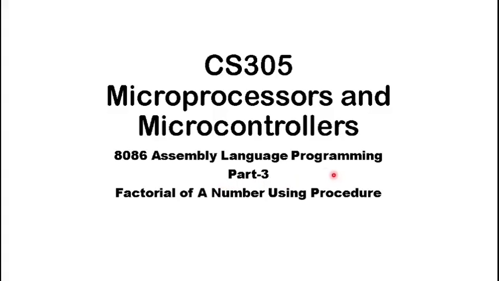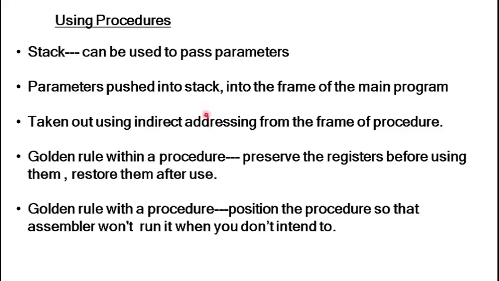This is part 3 of 8086 assembly language programming, and we will see how we can write a program containing a procedure to compute the factorial. So before using procedures, there are certain things we need to know, like how we can pass parameters to the procedure. So stack is one method that can be used.